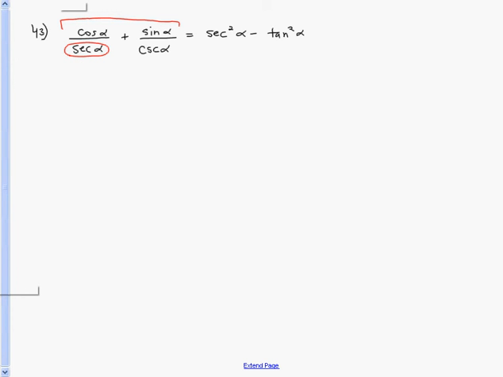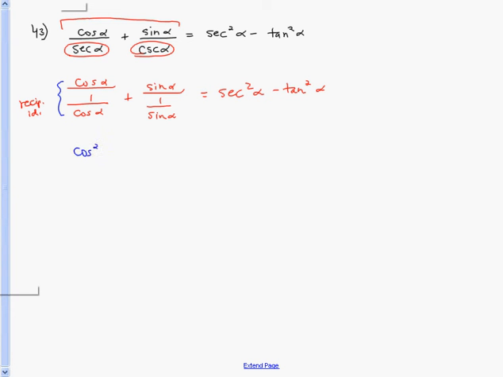Secant of alpha is the same as 1 over cosine of alpha. That's by the reciprocal identity. And likewise, cosecant of alpha is 1 over sine of alpha by that same reciprocal identity. Now cosine divided by 1 over cosine actually just becomes cosine squared of alpha. You could flip this fraction over and multiply to see that. The same is going to take place here. This will become sine squared of alpha.